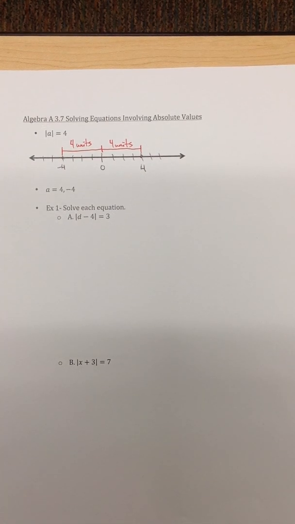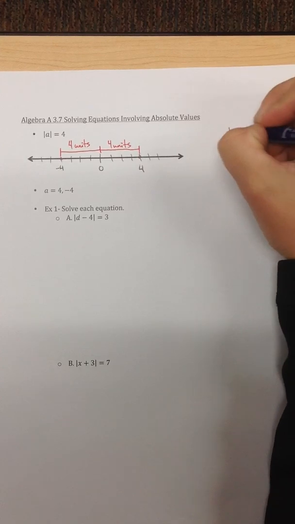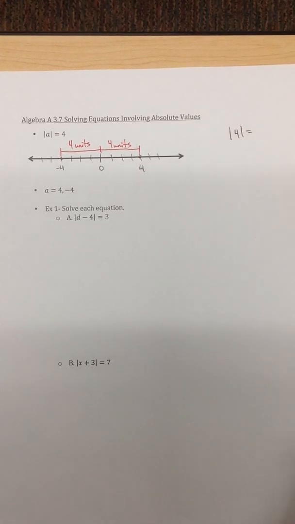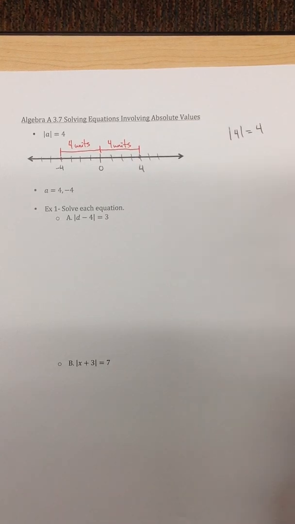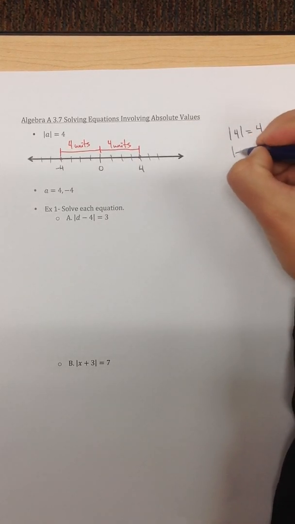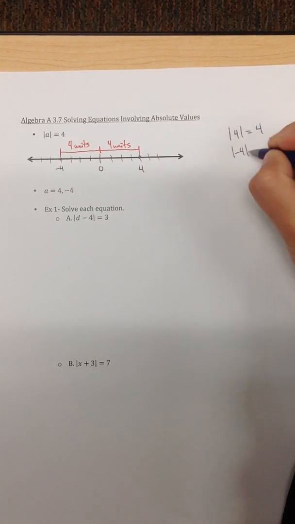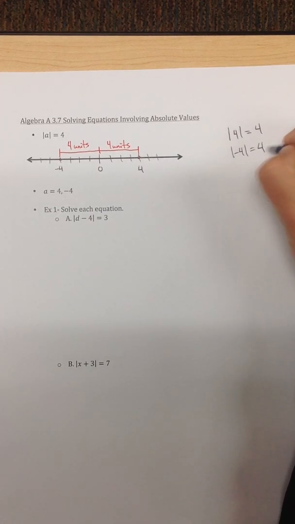So this is section 3.7, solving equations involving absolute values. Okay, so we've talked about absolute values before, where an absolute value is basically the distance away from 0 on a number line. So if I had the absolute value of 4, my option that I could get out would be 4. Now, I could also put a negative 4 inside those absolute values and still get a positive 4 out.